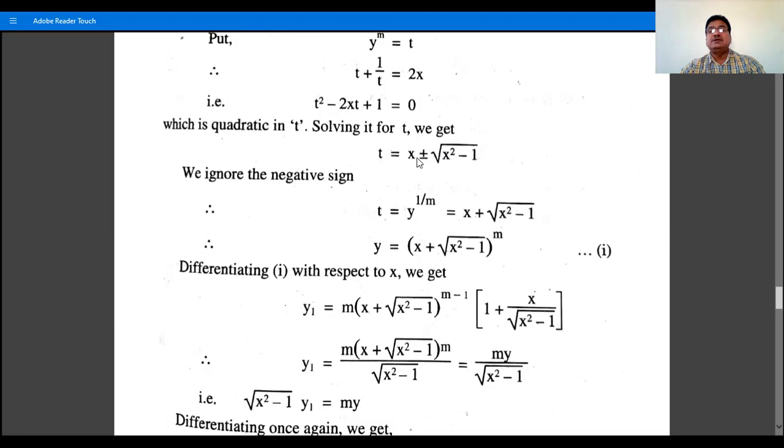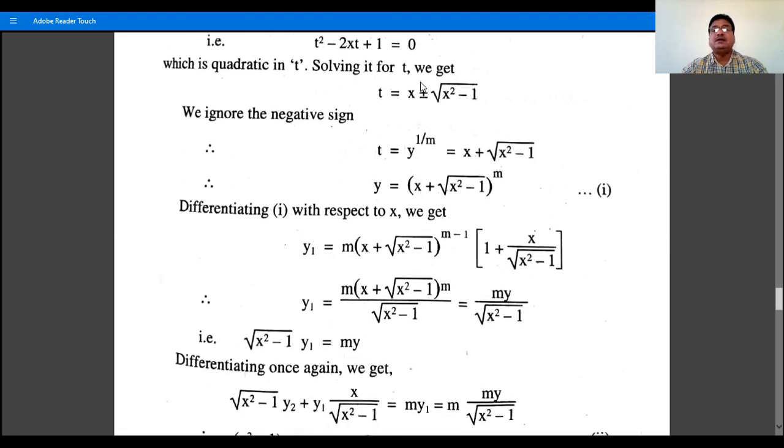By using that formula, we have minus b, that is plus 2x, plus minus root b square means 4x square minus 4ac is minus 4, then take 2 as common, divide by 2, and then cancel the 2. We have t is equal to x plus minus root x square minus 1. Take any one value, ignore the negative sign.